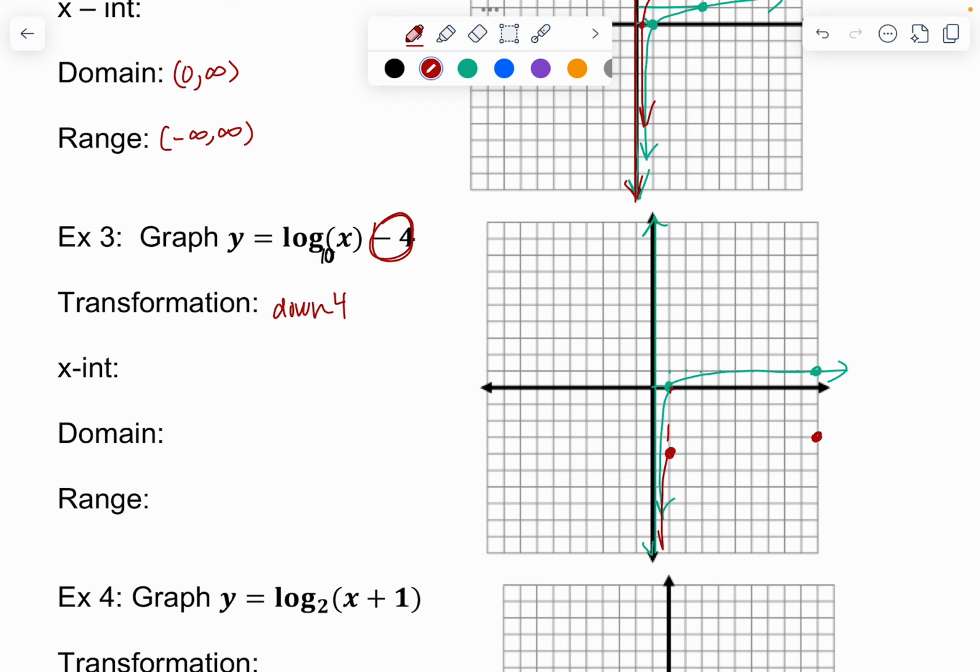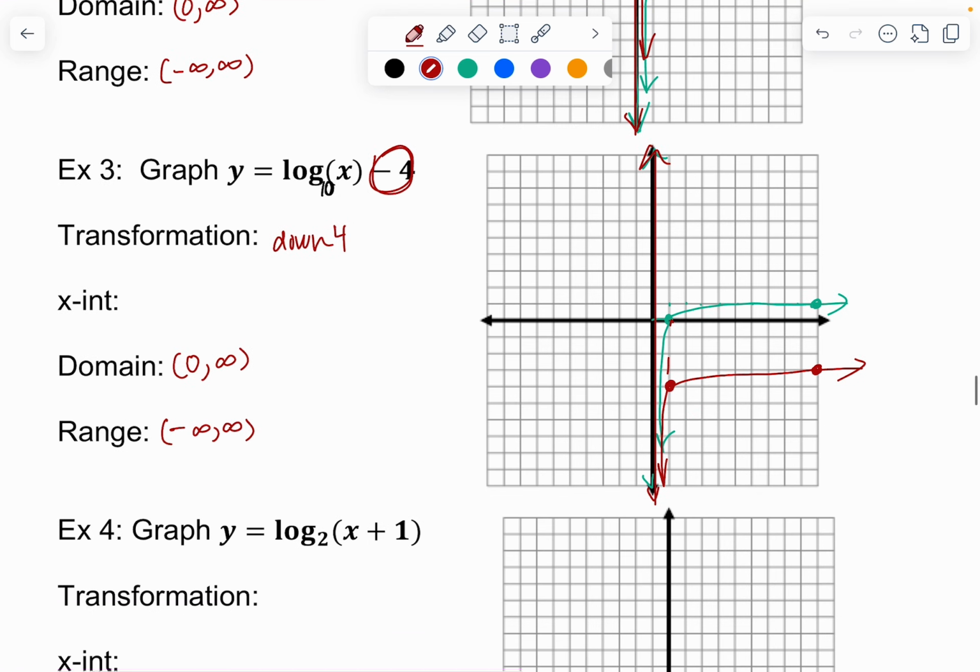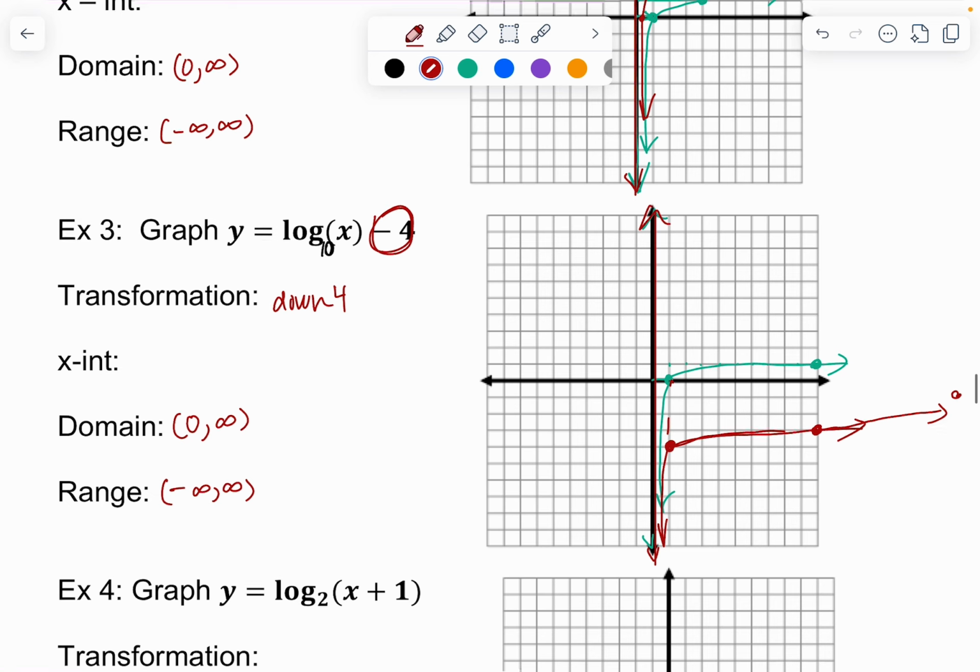And so again, the asymptote doesn't move. You can shift a vertical line up and down all day long. You're not going to see it move. And so domain still 0 to infinity. And then range would be still negative infinity to positive infinity. So here, our x-intercept is going to take us forever to reach the x-axis. And so we'll find that a little bit later algebraically, but it's not going to show up on this graph at all.